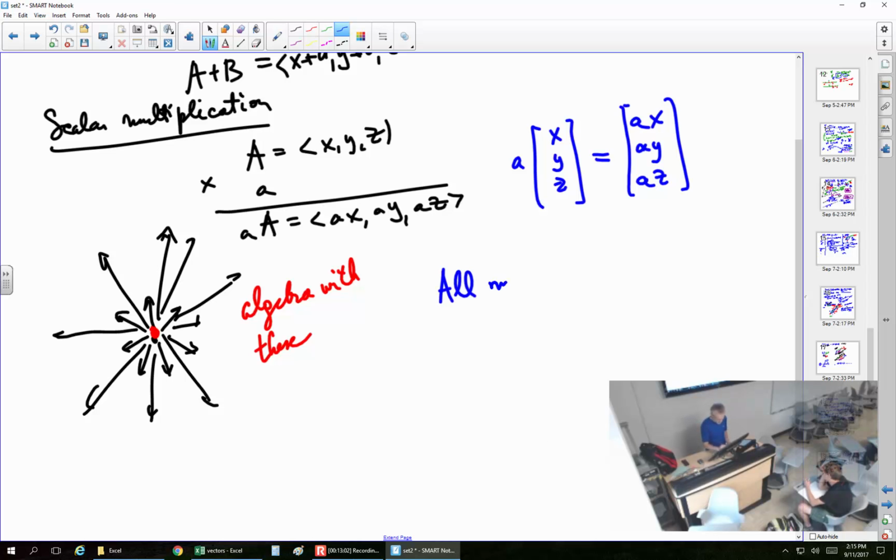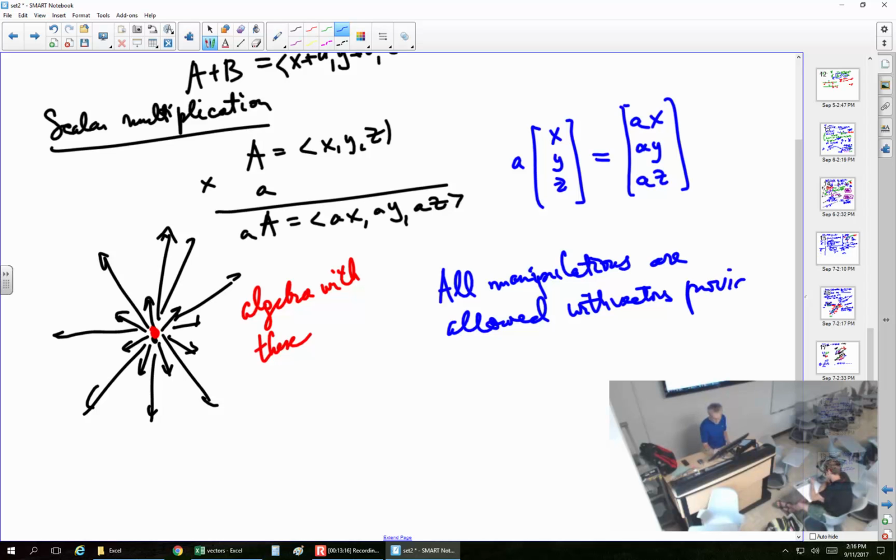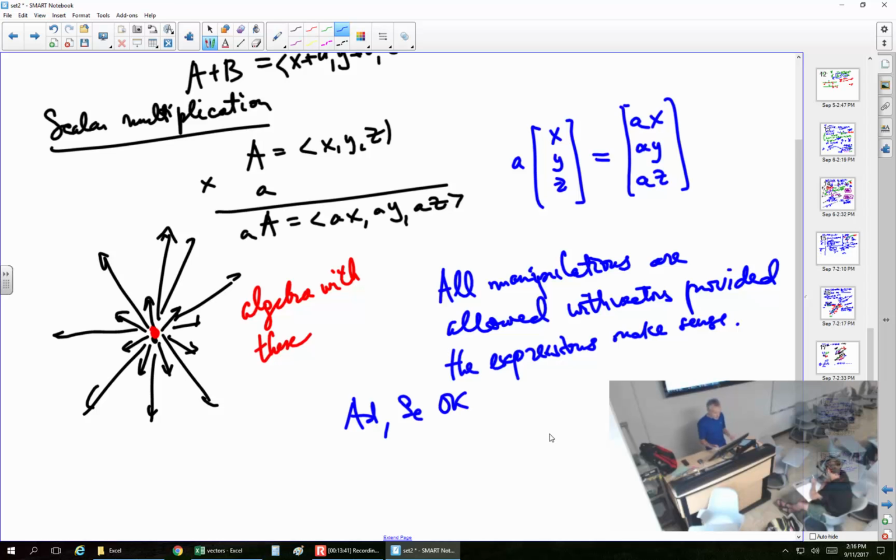All vector manipulations are allowed with vectors, provided one thing: the expression itself every time should make sense. Which simply means that the only operations that we have defined we are allowed to use. So, addition, scalar multiplication, okay. And then what is not okay?